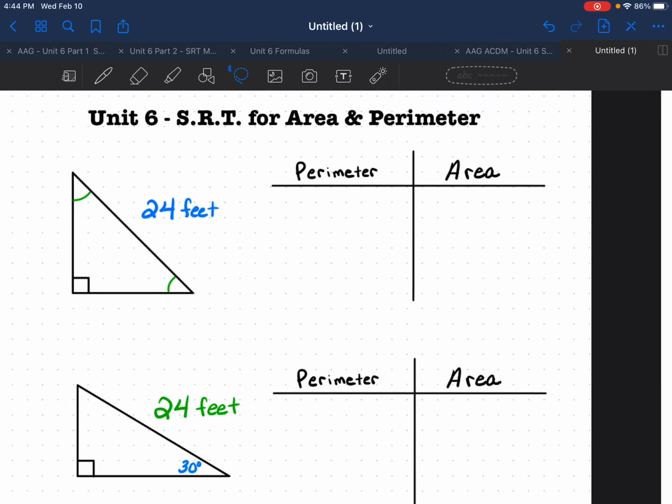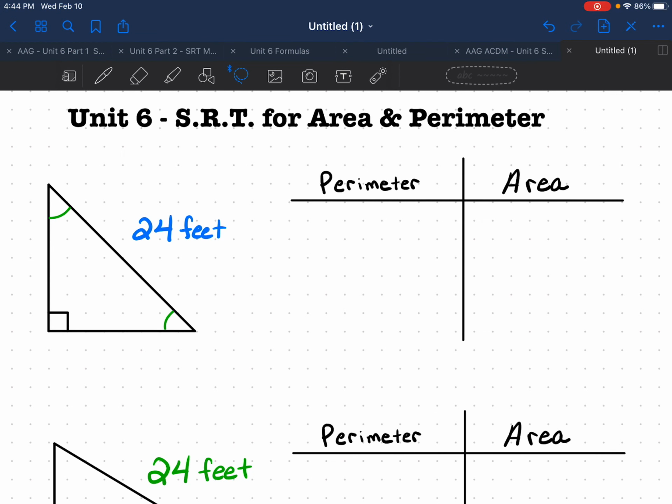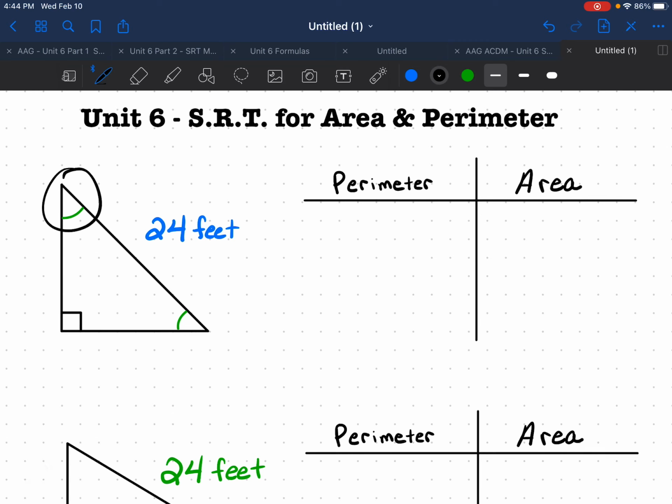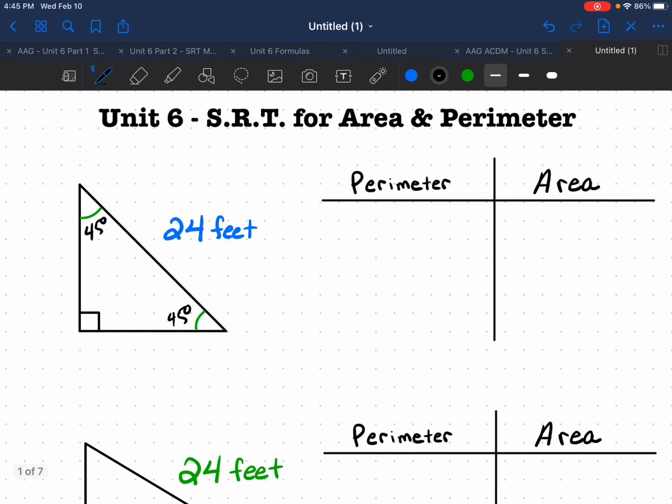Okay, so we're going to hop right in here and we have our first example. So I look at the triangle on the left, I have a hypotenuse of 24 feet, and I'm also noticing that I have an isosceles right triangle. Now, how do I know that? Well, I can see I have a pair of equal angles and a 90-degree angle. So once I recognize that I have a 45-45-90 right triangle, I'm going to use the shortcuts and rules that we've been using for the last few classes.